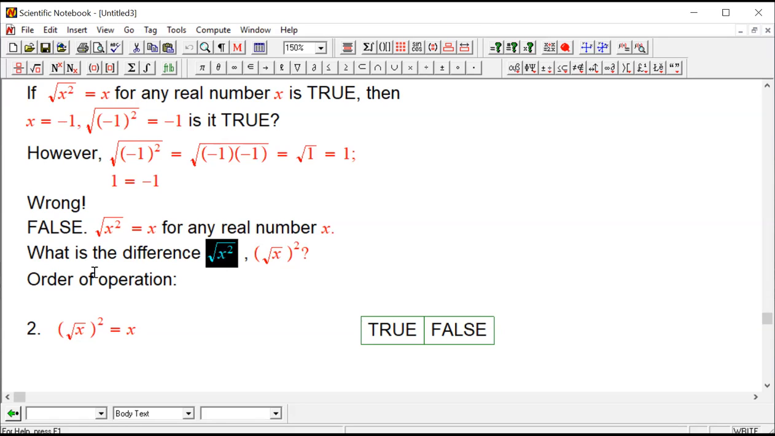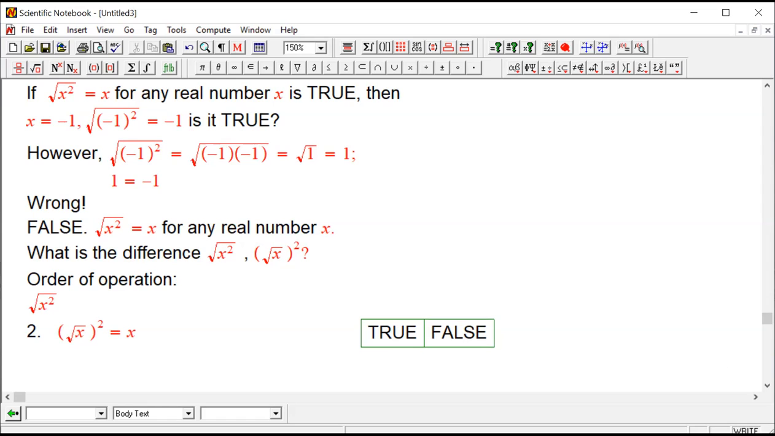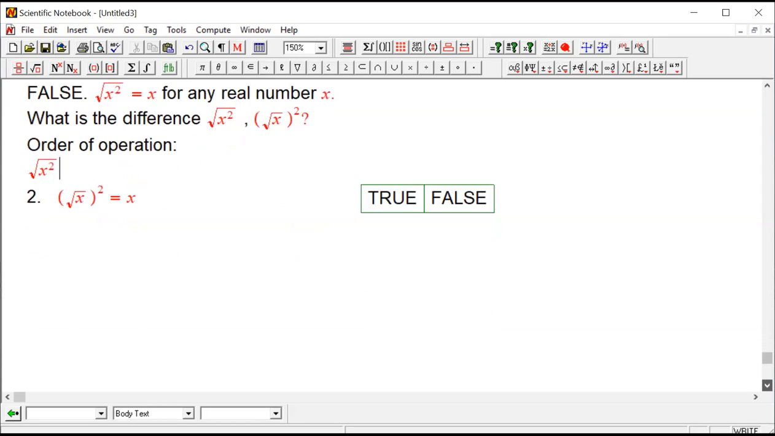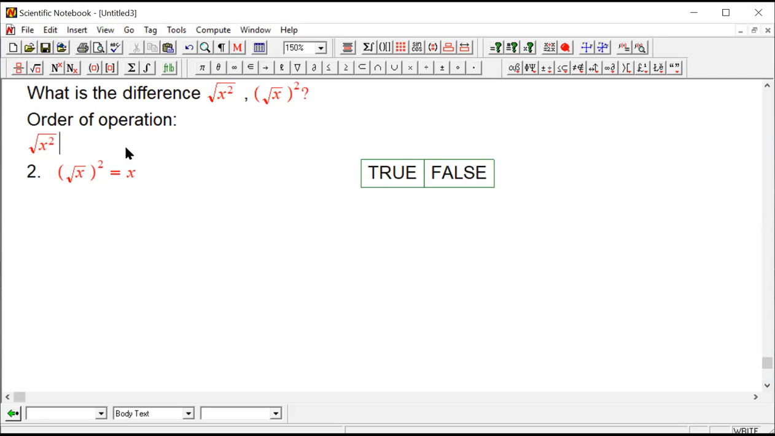When we are processing the square root of x squared, what's the difference? The order is that we have x given, and then x is given to x squared. And then what? After x squared, we're going to take the square root. So that's the order of operation.